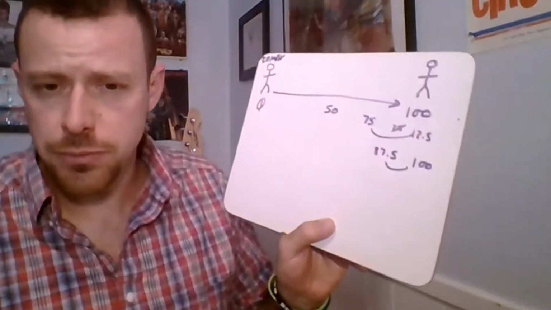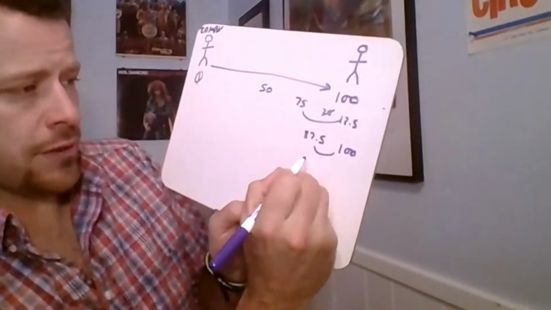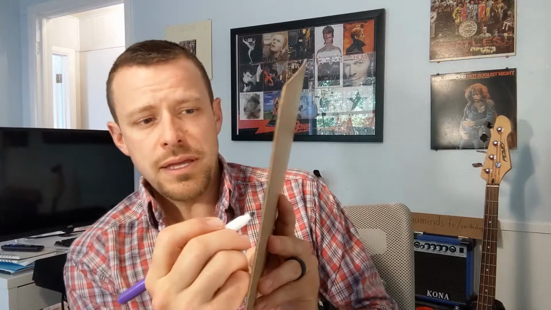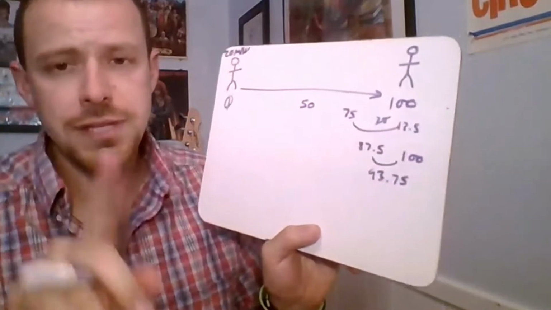So now I've got to grab my calculator here. 100 minus 87.5 is equal to 12.5. Remember, the zombie is able to cover half of 12.5, so I'm going to divide that in half and get 6.25. Now 6.25, I'll just make sure I check my numbers here, added into 87.5. Now the zombie has made it to 93.75. You're still taking a nap.